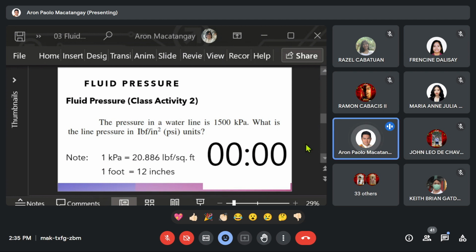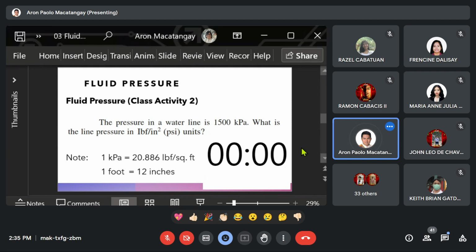Okay, so the correct answer is 217.6 PSI. The way you could have made a mistake is that after converting, you already chose the answer. But remember, it is still in square feet, so you have to convert the square feet into square inches. Then you will get pounds per square inch, and you should get 217.6 PSI. Okay? Any questions so far?